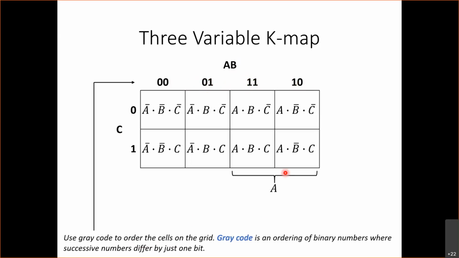So here, these 2 columns together correspond to A is 1, okay? Because here AB is going to be 1, 1 or 1, 0. So for both of these columns, A is going to be 1.